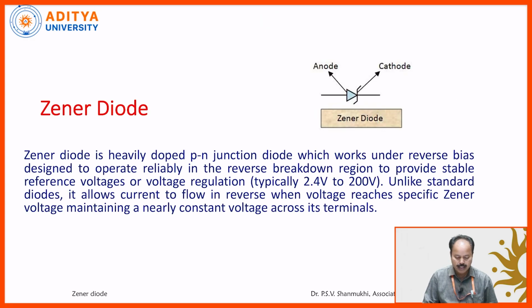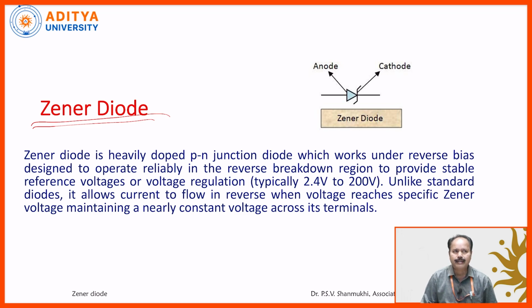Coming to the Zener diode. So, what is a Zener diode? How is it different from the ordinary diode? A Zener diode is a heavily doped p-n junction diode which works under reverse bias. It is designed to operate reliably in the reverse breakdown region to provide stable reference voltages or voltage regulation, typically between 2.4 volts and nearly 200 volts.